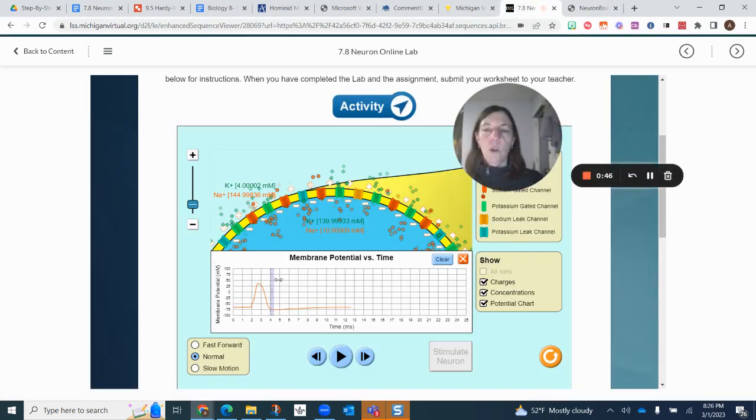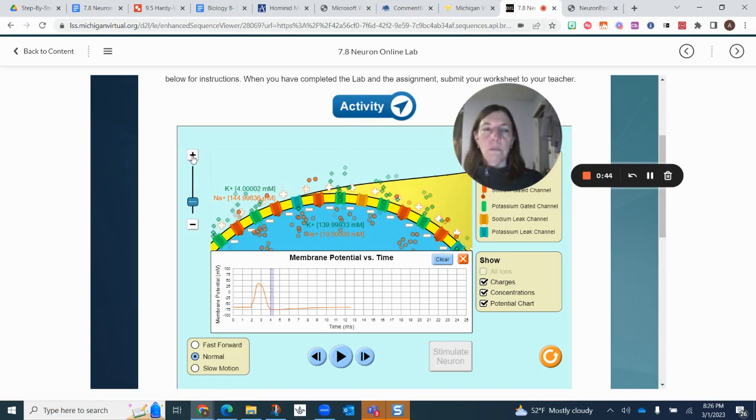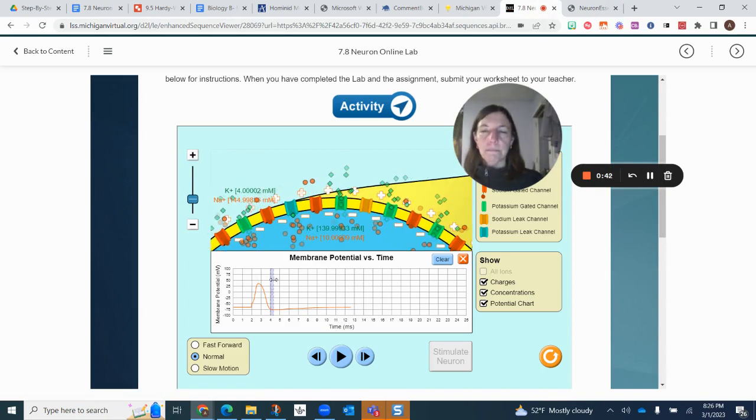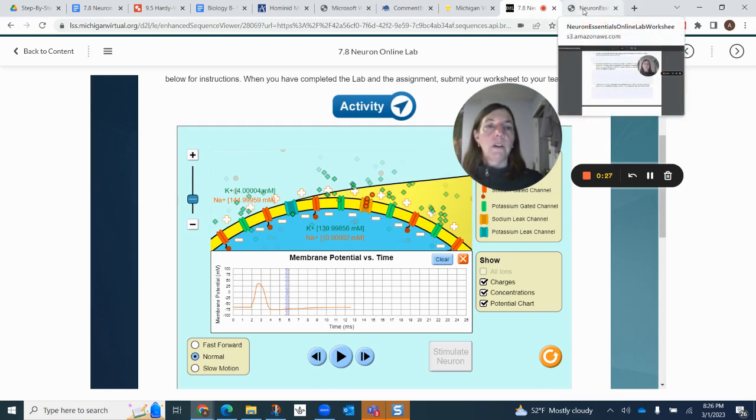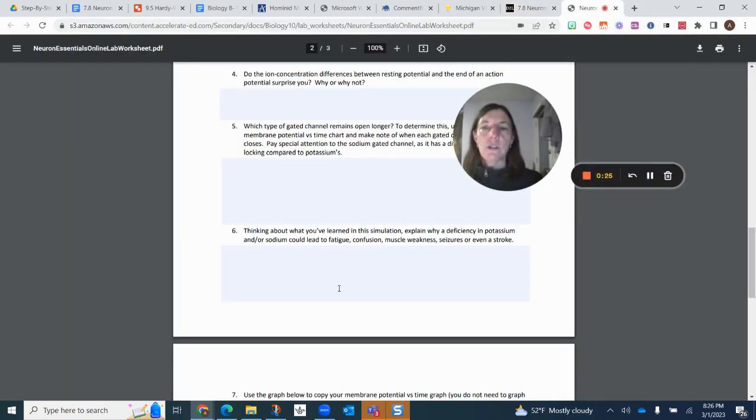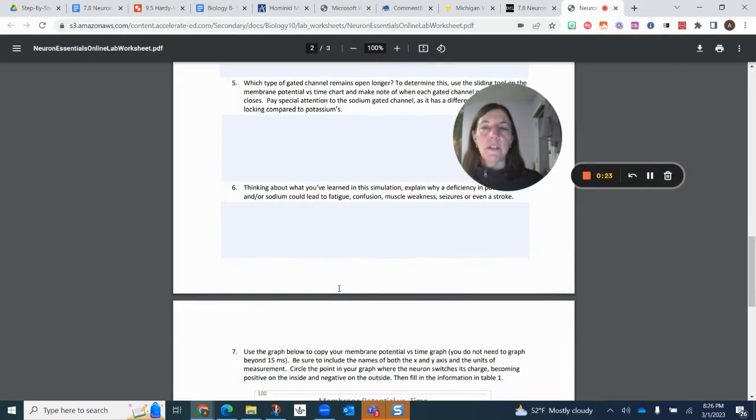Okay, so just as we zoom in, we can see this happening. Opening up, see it opening, those gated channels, and then closing. And the potassium closes much sooner than the sodium. Okay, answering those 2 questions: what happens, what's the difference?